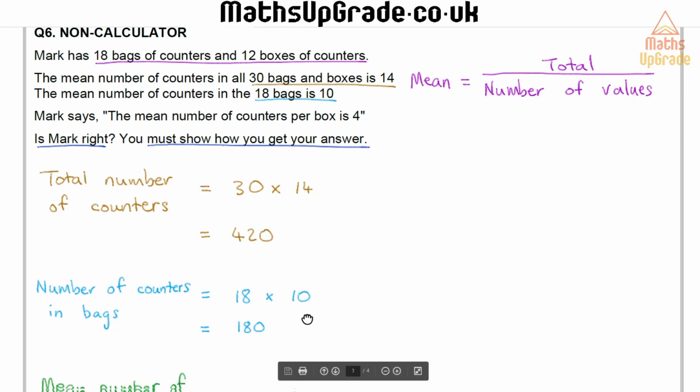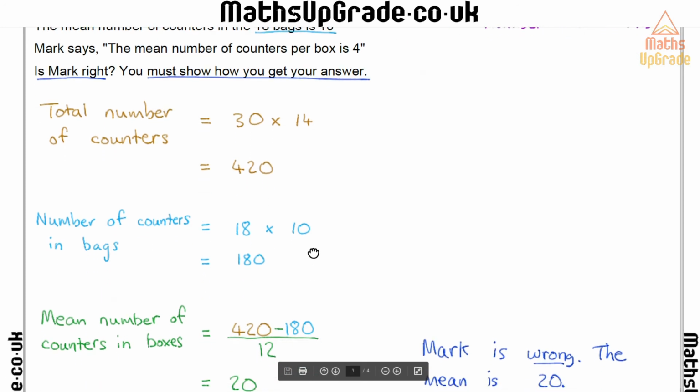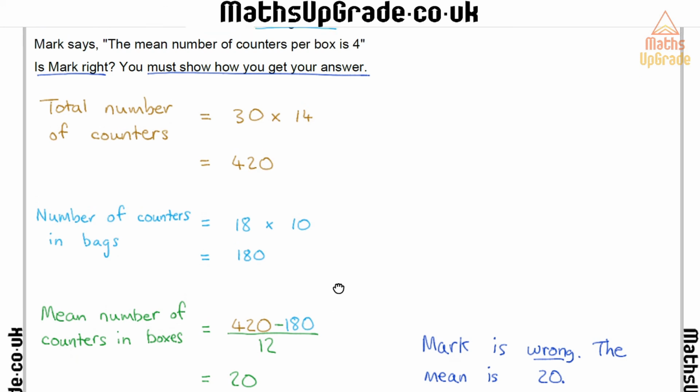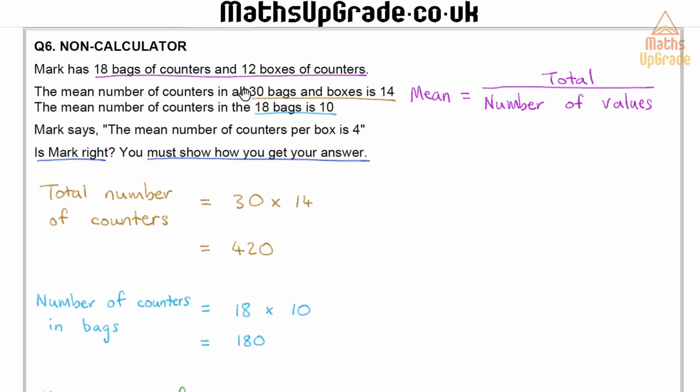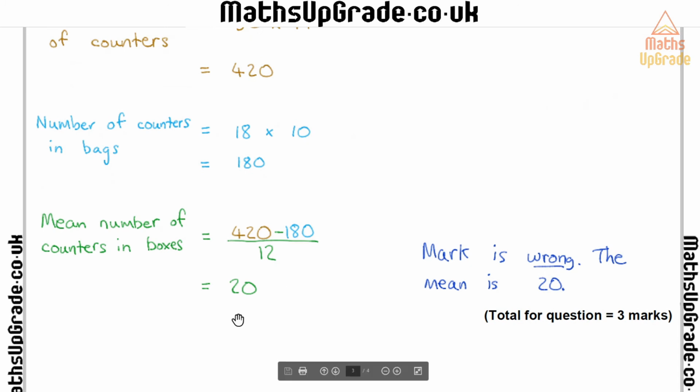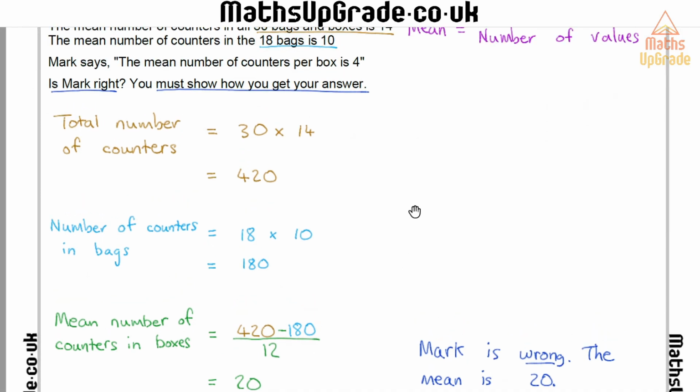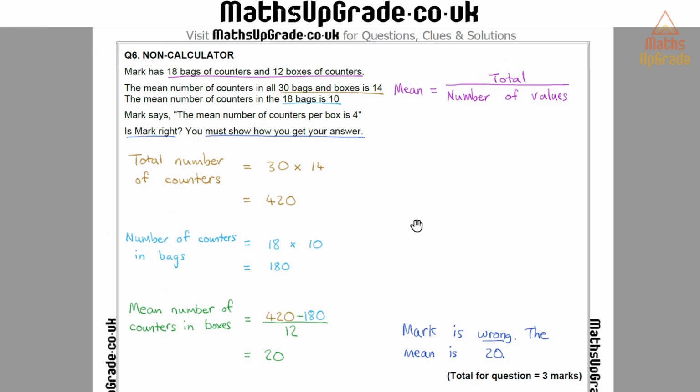180. So now if we subtract these, that'll give us the number of counters in boxes. That's 420 subtract 180, which is 240. If I divide that by the number of boxes, which is 12, that gives us the mean. So 240 divided by 12 is 20. So Mark is wrong. The mean is 20. It's not 4. And that question there is 3 marks.